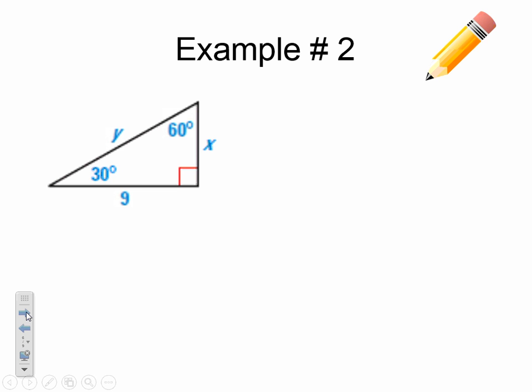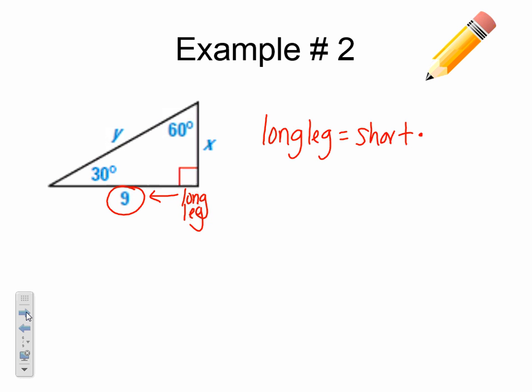So if I look at this, what am I given? What's the one side I know something about? This guy right here is the long leg of my triangle. And because of that, I need to use the formula that has long leg in it, because that's the only side length I actually know. So the formula that has long leg in it is the one that says long leg equals short leg times square root of 3.